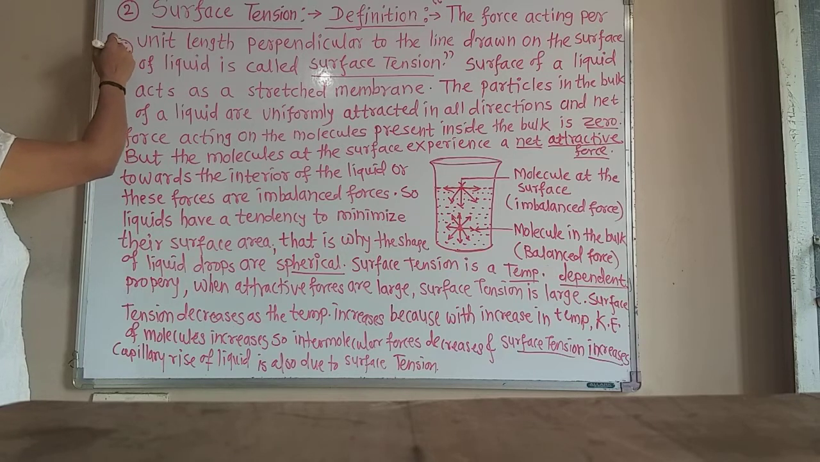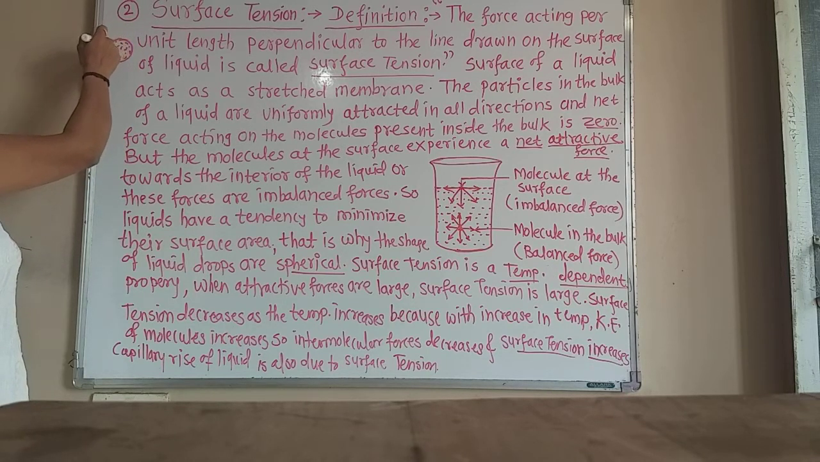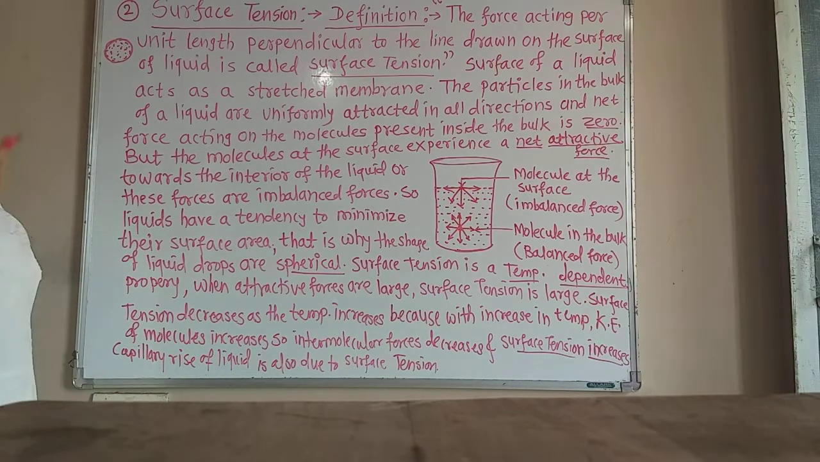A droplet of liquid always has a spherical shape because the molecules present on the surface experience surface tension, and due to that surface tension they have a tendency to minimize their surface, and therefore the liquid droplets have a spherical shape. Now what is the actual definition of surface tension? See here, the definition: the force acting per unit length perpendicular to a line drawn on the surface of the liquid is called the surface tension.